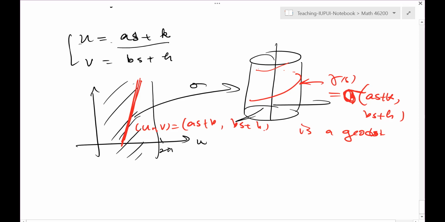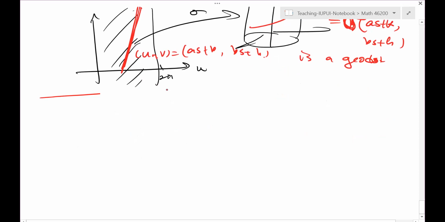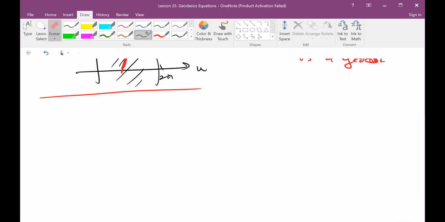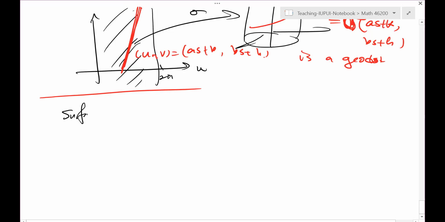All right, let's go to the surface of revolution. Those were the sphere and the cylinder. Now let's consider something a little more general, the surface of revolution.